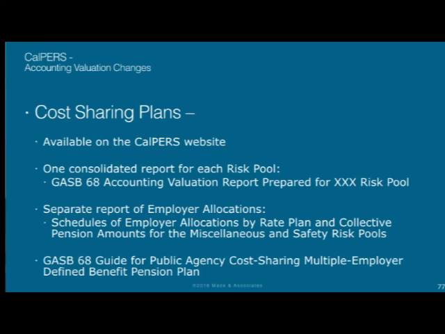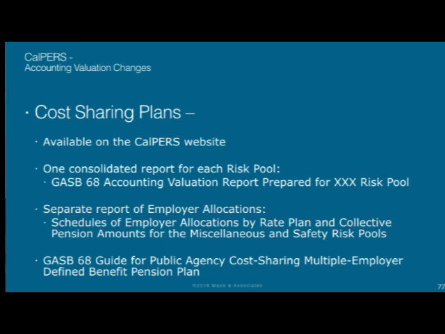So for the cost-sharing plans, again, they're available on the CalPERS website because they're issuing one for each of the risk pools. And you can see the title there, GASB 68, Accounting Valuation Prepared for Blank Risk Pool. So there's one for each. Then there's that separate report for the employer allocations. What it has is an employer allocation by rate plan. There's a section for the miscellaneous and a section for the safety. It's all one total report, and you find your percentages, your entity.